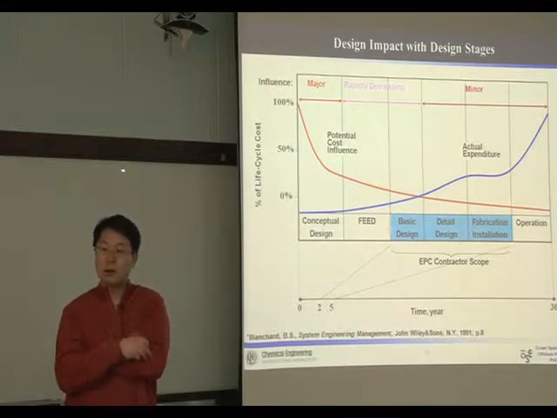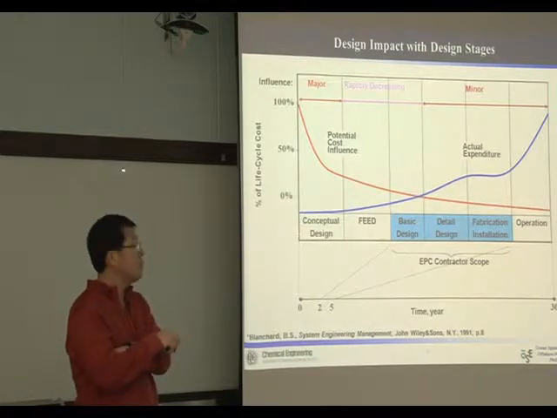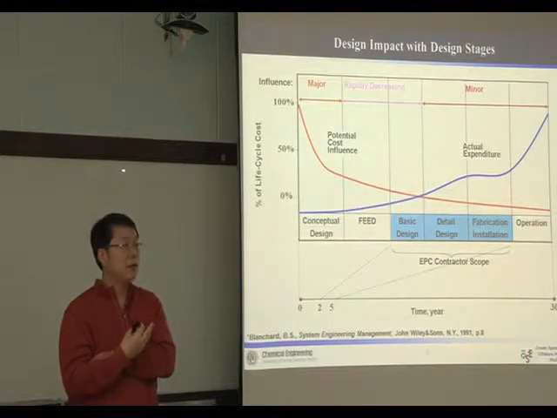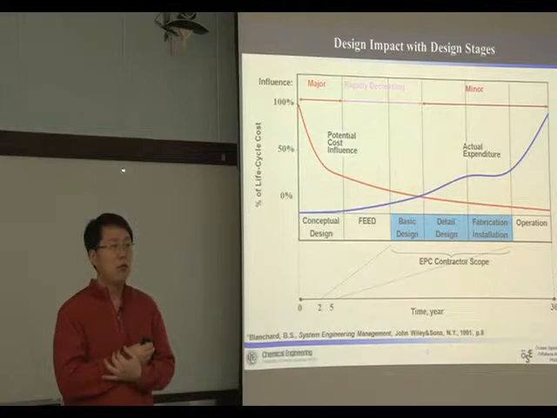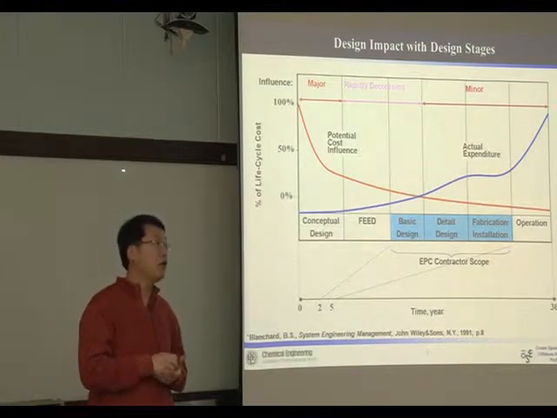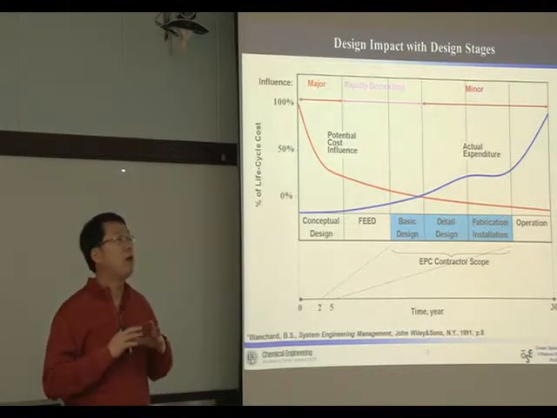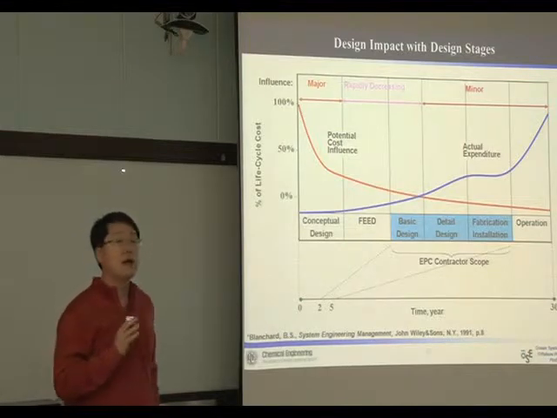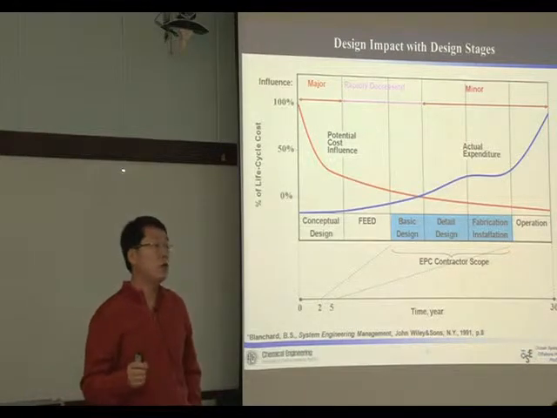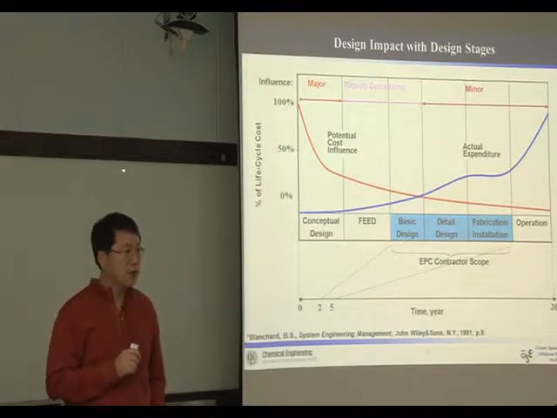But here we face some kind of dilemma. During the conceptual design, the information we have about the plant is very limited. We have only a kind of sketch or some simple calculation. We don't know the details of the plant. So this is a kind of dilemma. The conceptual design is important to control the LCC, life cycle cost, but the information available to us is limited.